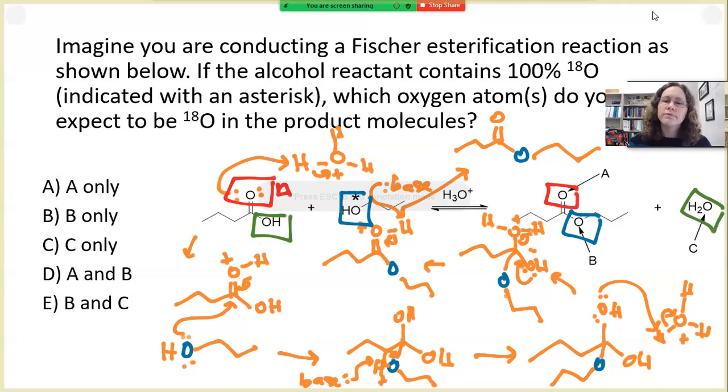So if we're thinking about how to answer this question, again, it asks, which oxygen atoms do you expect to be O18 in the product molecules? And after looking through the whole mechanism and keeping track of the oxygen atoms, the only answer that works is B only.